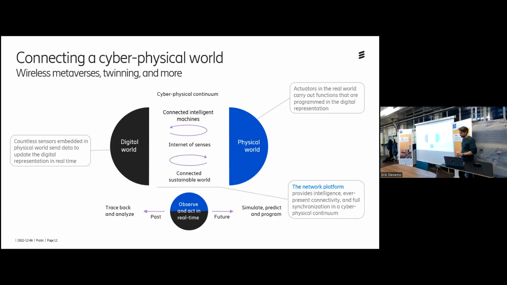Yeah, so I mentioned that the sort of theme for 6G that we imagine is cyber-physical interaction. So we talk about connecting a cyber-physical world, and that sounds very sci-fi-ish, and it is in a sense. It is about wireless metaverses and digital twinning, but it's also more than that. So we have a physical world. In the physical world, we imagine that we will have lots of connected sensors, lots of connected actuators, and they send information and they receive information from a digital world. In the digital world, you have intelligence, different processes, programs, knowledge, and you use the information from the physical world to update a digital representation in real time. And it's the network platform that makes sure that this happens. So the network platform connects the physical world with the digital world.